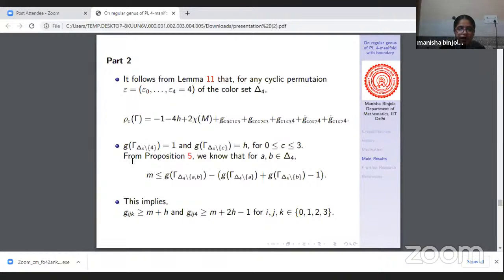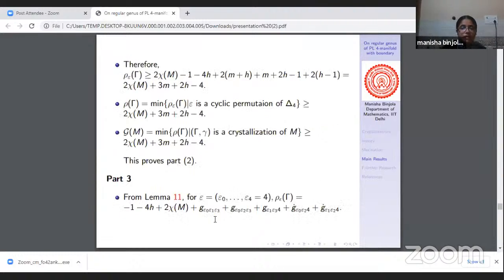Now since gamma is a crystallization, we have exactly 1 vertex of each color in the corresponding simplicial cell complex, and using the construction we can easily say that G of gamma del 4 minus 4 complement equals 1. So from crystallization this is clear, and then using proposition 5 we get this. Last we have that. Now the same things, we get a lower bound for regular genus of M.